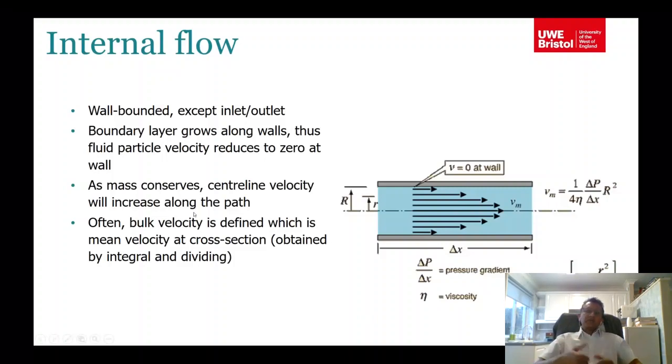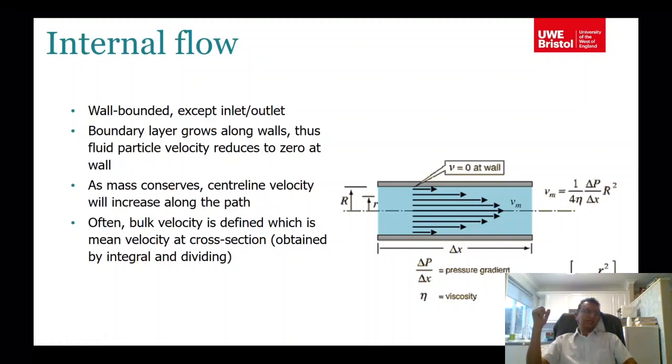Okay. Then we will look at internal flow. A great example of internal flow is pipe flow. It is wall bounded, okay? External flows are not wall bounded. Internal flows are wall bounded, and the boundary layer grows along the walls. So there's the boundary layer here, there's the boundary layer there, and through the internal boundary, the mass is conserved. So there is mass conservation.